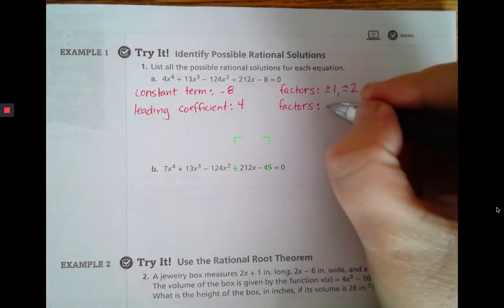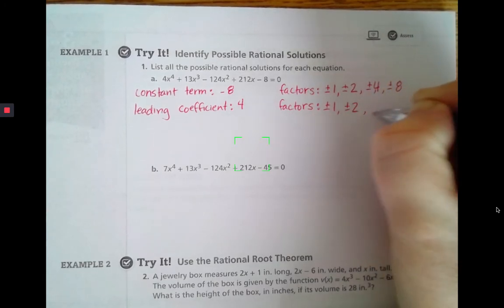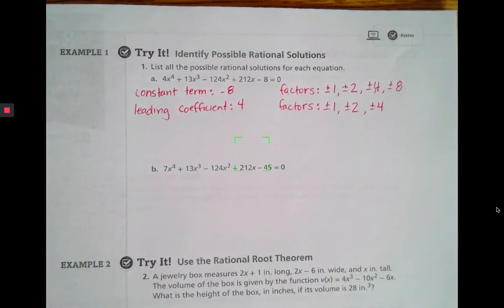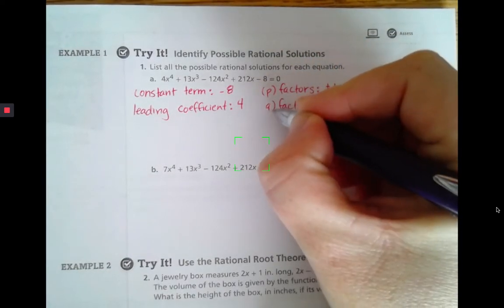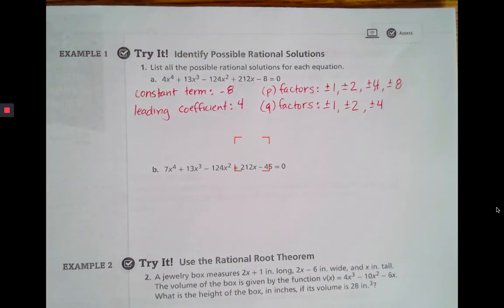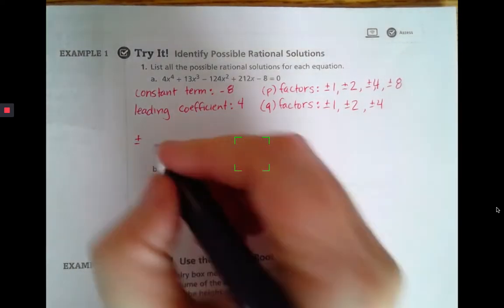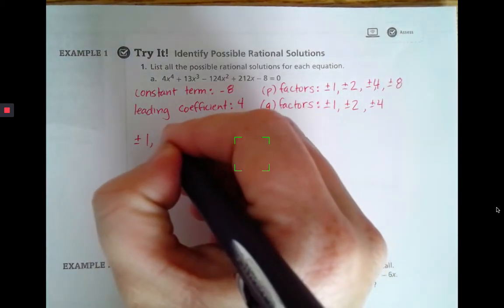Factors of 4, obviously plus and minus 1. What else? Plus and minus 2. And then last would be plus and minus 4. So to come up with our possible solutions for our equation here, we take P, and this is Q. We're going to take P and divide it by Q. Are y'all okay with that? So 1 over 1, what does that simplify to? 1. What about 1 over 2? It simplifies to 1/2, right?